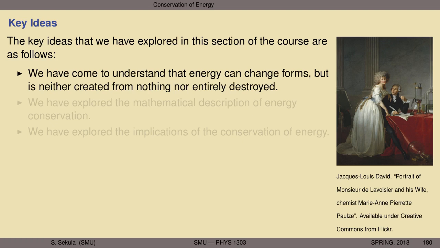We have explored the mathematical description of energy conservation. It's not the worst thing in the world. It's that the total energy is equal to the sum of the energy in each of its parts, and that total, absent external forces, can never change. And so for a closed and isolated system, it will be universally true that while energy may change forms from mechanical to thermal to internal and back and forth, it will never overall change its total value.